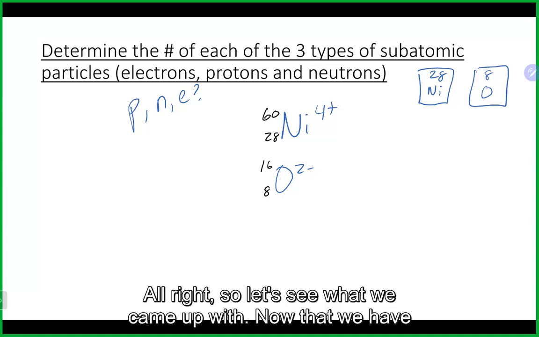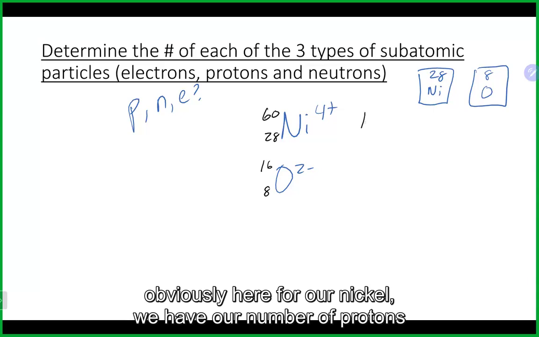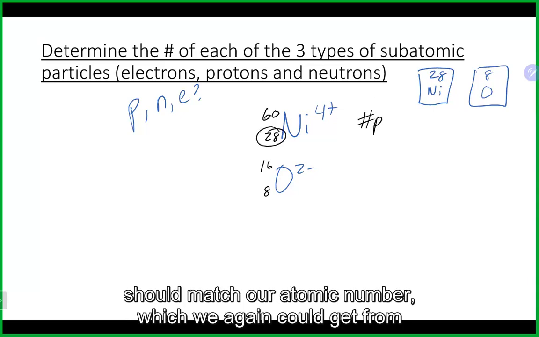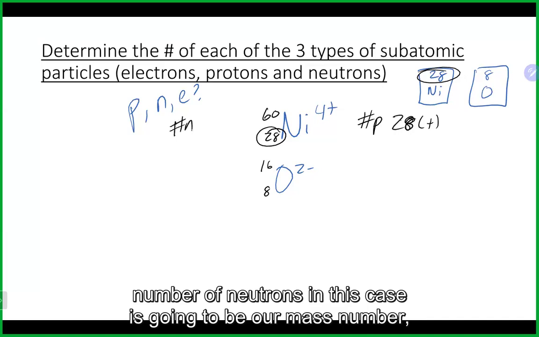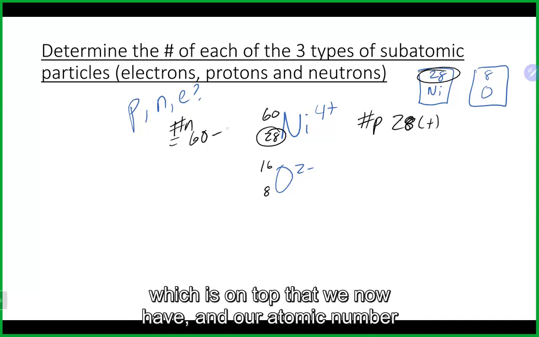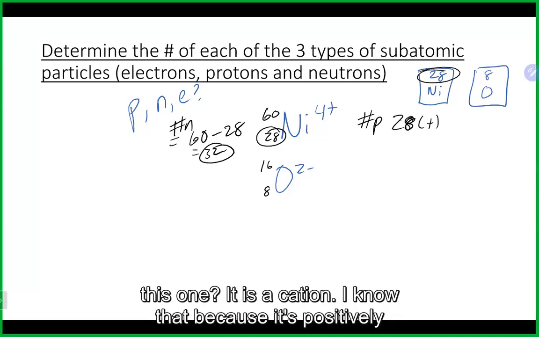All right, so let's see what we come up with now that we have numbers. In this case, for our nickel, our number of protons should match our atomic number, which we could get from the periodic table, and that should be 28. Our number of neutrons in this case is going to be our mass number minus our atomic number, and that's going to give us 32. Is this a cation or anion? It is a cation. I know that because it's positively charged.